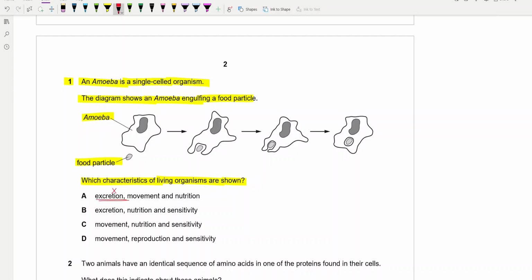Option B. Excretion, nutrition and sensitivity. Option B also has excretion, so it would also be wrong. Option C. Movement, nutrition and sensitivity. Option C has all three correct. Option D. Movement, reproduction and sensitivity. Option D has reproduction which is not occurring, so option D would also be wrong. The correct answer would be option C.